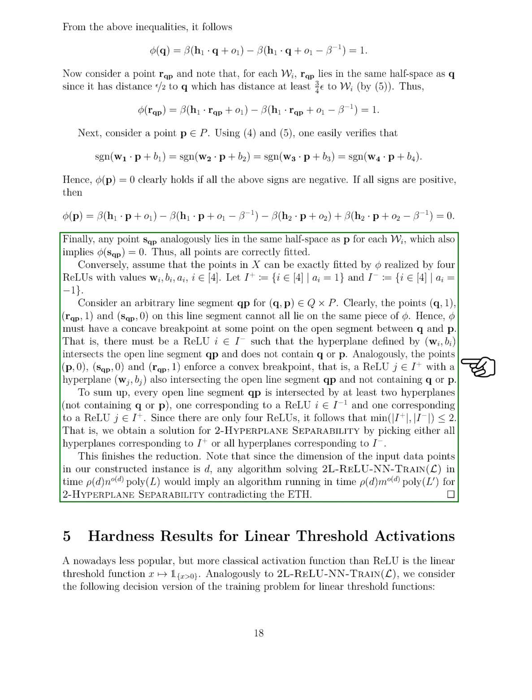Finally, we'll note that if there was an algorithm that could solve the 2L ReLU NN train problem in time rho d times n to the power of little o of d times a polynomial function of L, then this would imply an algorithm that could solve the 2-hyperplane separability problem in time rho d times m to the power of little o of d times a polynomial function of L, contradicting the ETH.